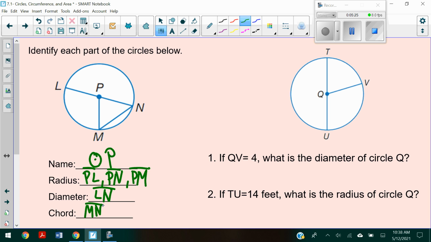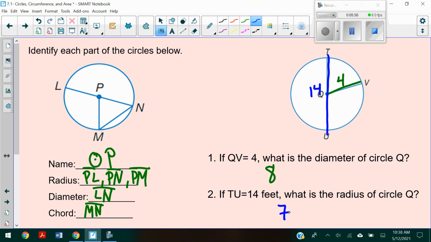All right, so if QV is 4, what's the diameter of the circle? So QV is a radius, so that's half of it. So my diameter is 8. Then it says if TU is 14 feet, what is the radius? Well, the 14 goes for the whole way across, so that means my radius is 7. It's only half of that.